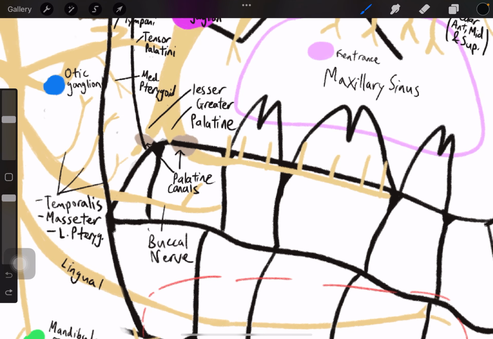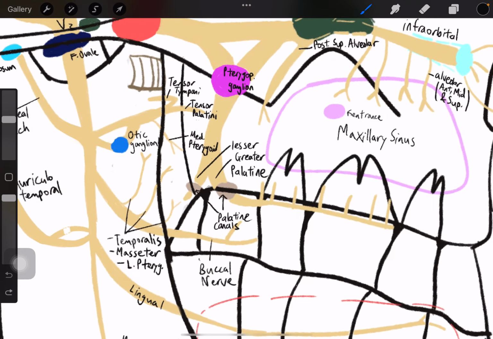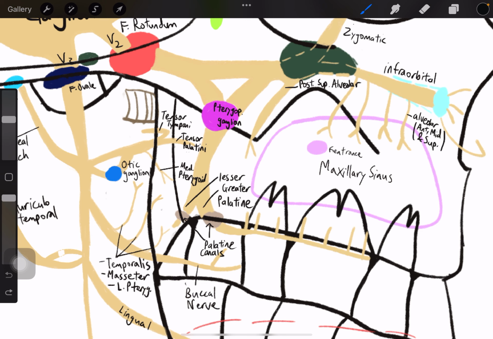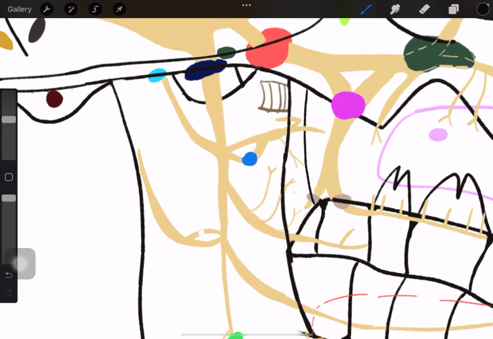So some sources will tell you greater palatine can be targeted for anesthesia during dental work, but well, we aren't dentists, so whatever. Okay. As a whole, that is the maxillary nerve all set and done. Okay. Now move on to the mandibular nerve.